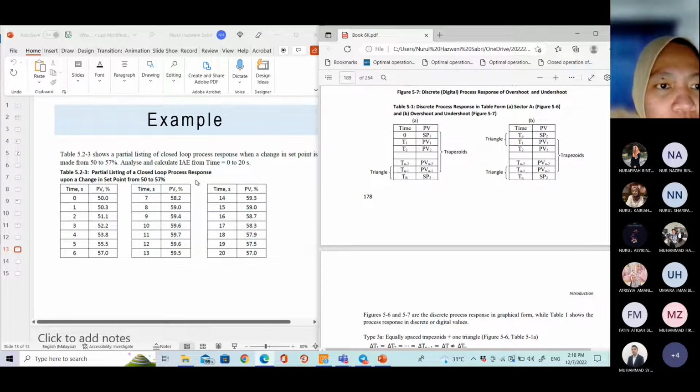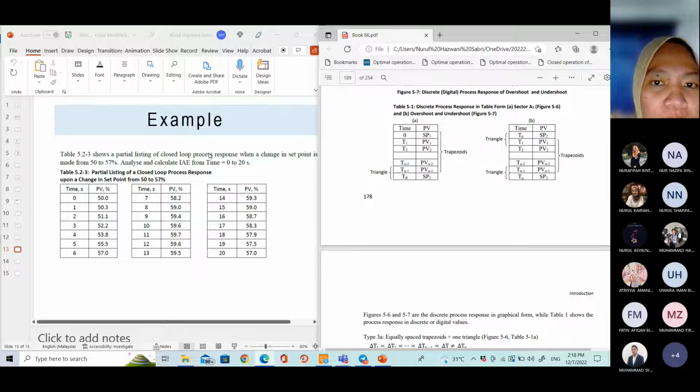Okay, so same like before, we do a set point change for our process response. The set point is changed from 50 to 57, same as what I taught the other day. And we need to analyze and calculate the IAE from time 0 to 20 seconds. You can see this table. There is a time and also PV from 0 to 20 seconds in this table.